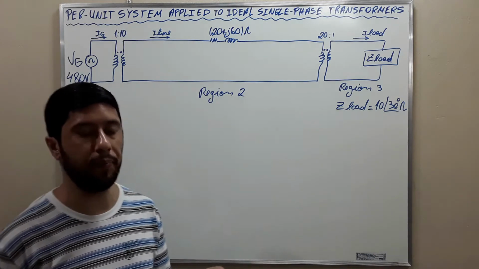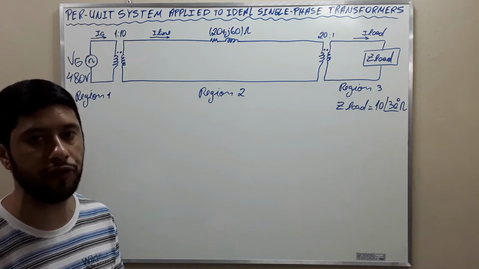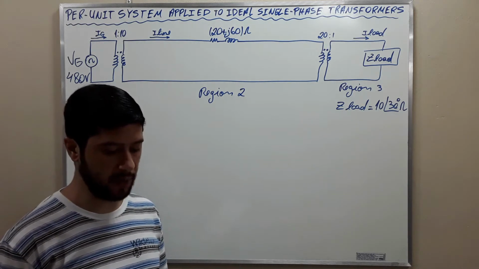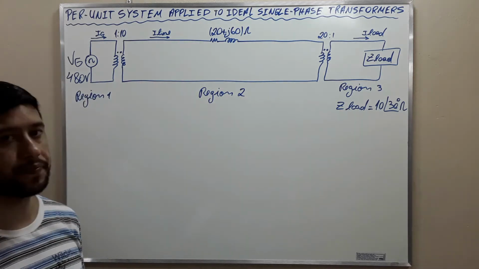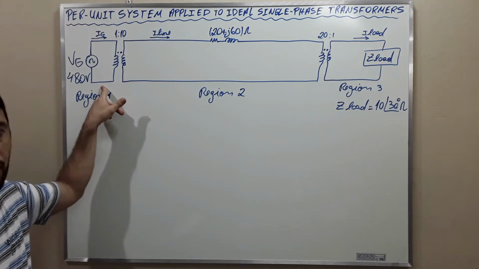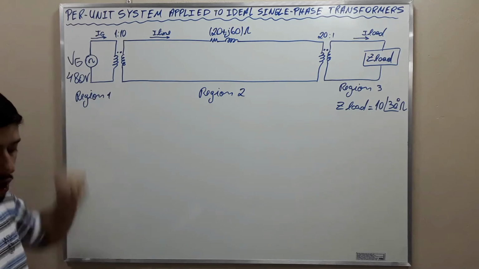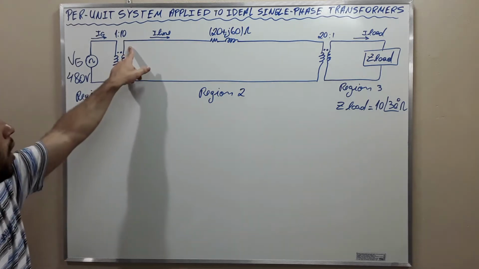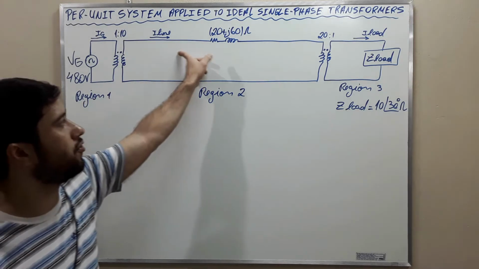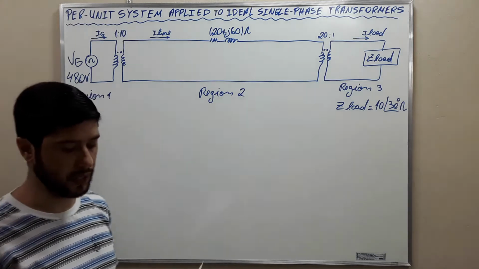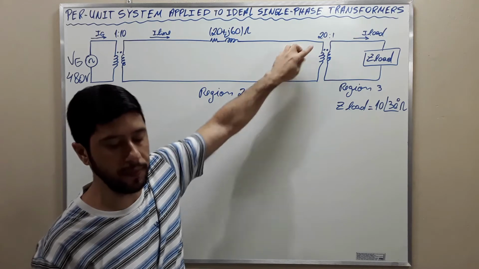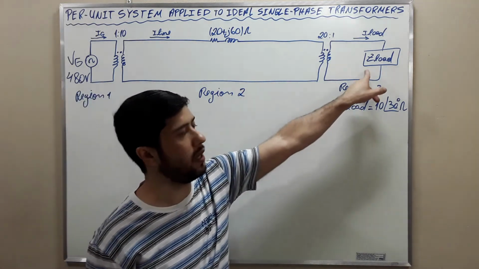Per unit system applied to ideal single-phase transformers. A simple power system is shown in the figure. This system contains a 480 volts generator connected to an ideal 1 to 10 step-up transformer, a transmission line, an ideal 20 to 1 step-down transformer, and a load.